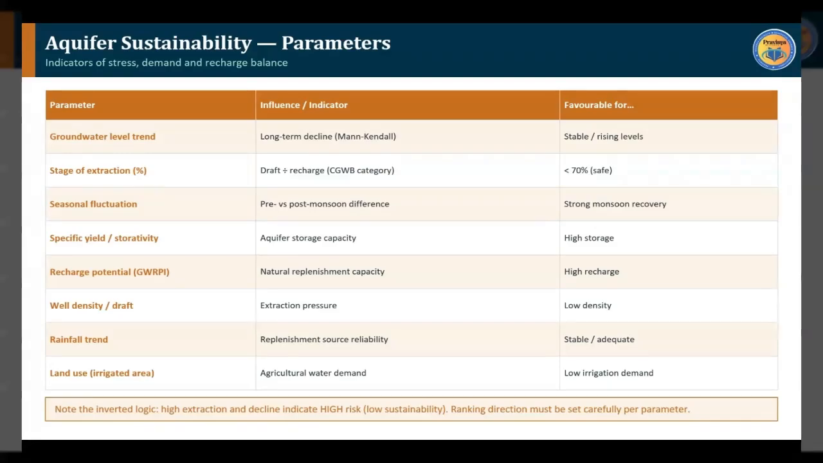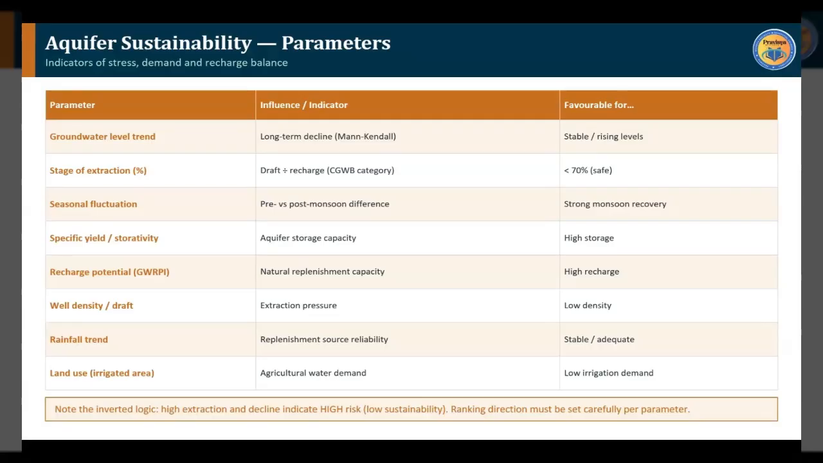If we have a thin or low storage aquifer, then it has very little buffer, so it tips into stress, and we have to assign a higher rank to it.